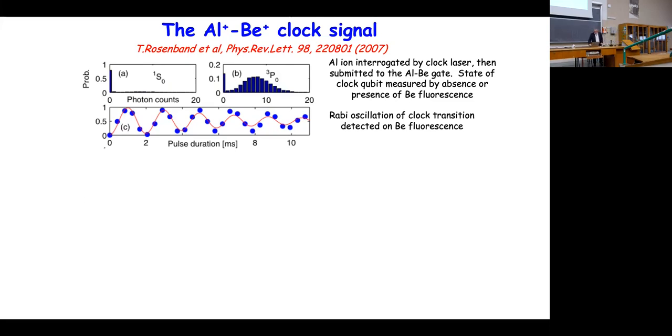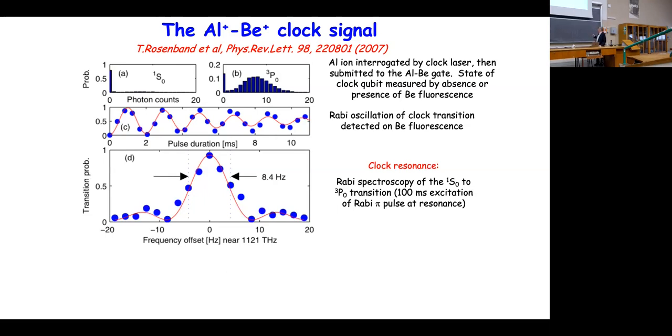And then what you do is to do the experiment again, but this time you fix the time to have just a pi Rabi pulse at resonance. And then you scan slowly. What you do is that you scan the frequency of the laser and you get what I call Rabi spectroscopy. You get the probability to excite the atom as a function of the frequency, and you get this usual sinc signal, and you lock your system at the center here, and you use the frequency comb to count the frequency and so on. So you see that this aluminum beryllium clock works well.